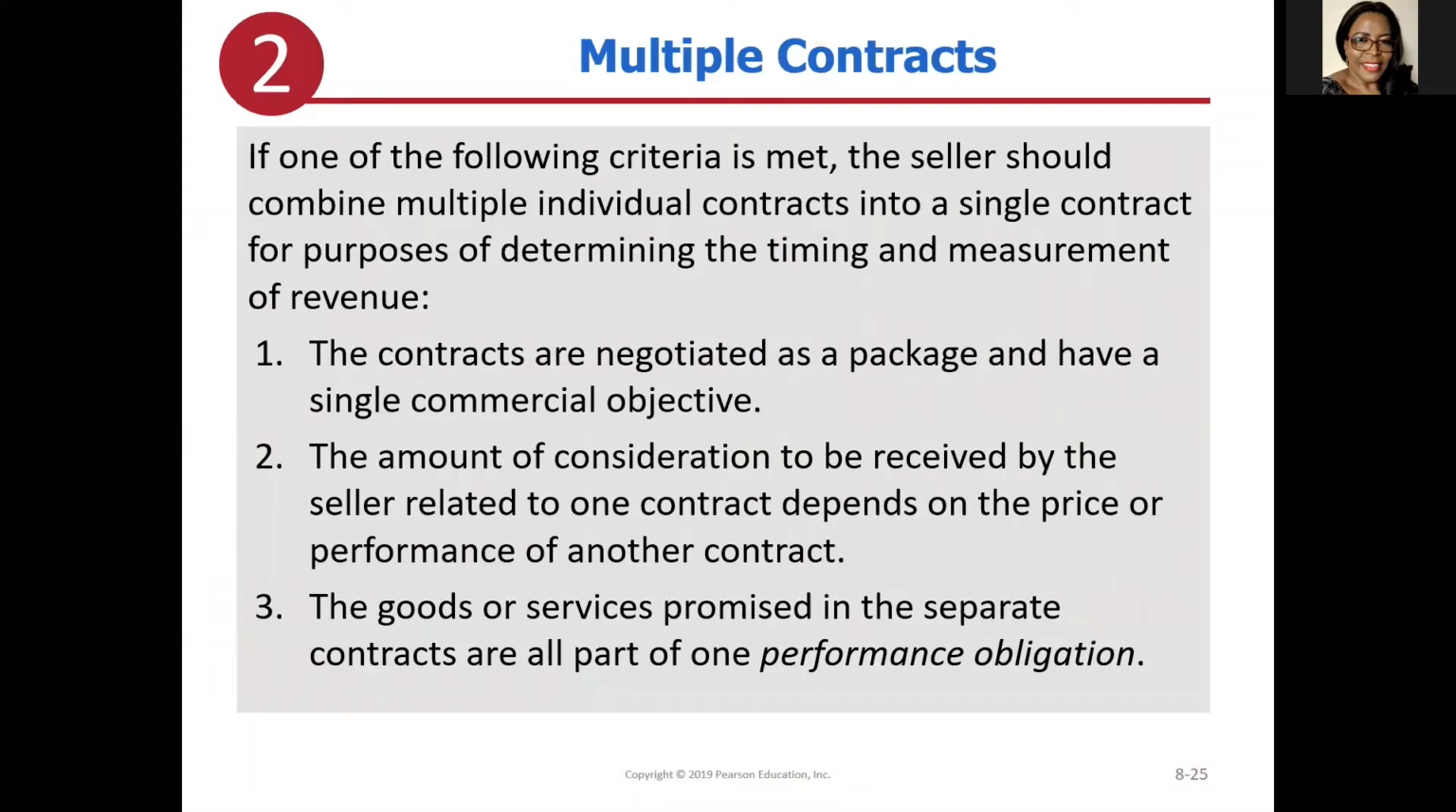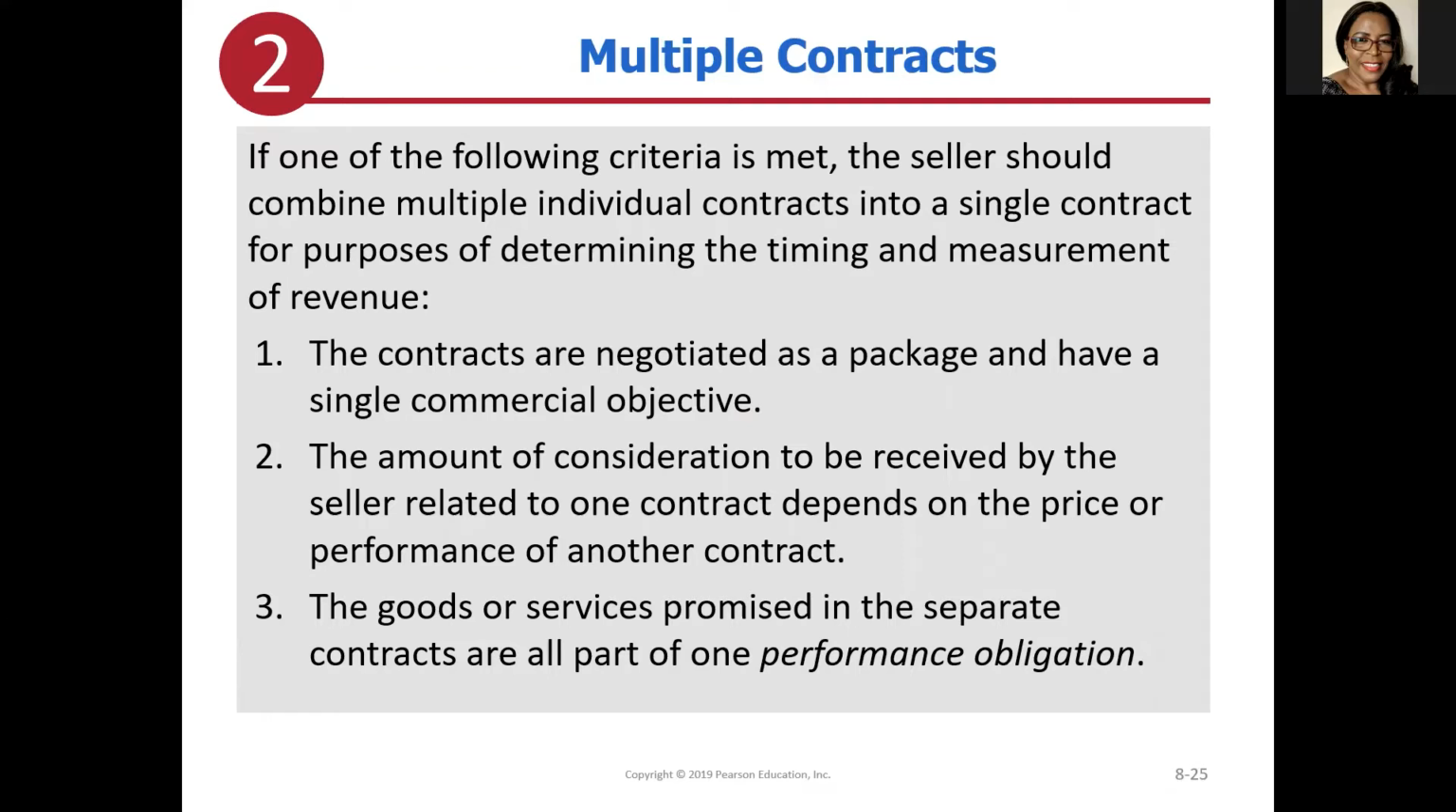It is not uncommon for vendors to enter into multiple contracts with the same customer. Under the circumstances described on this slide, the seller should combine these contracts and account for them as a single contract. If one of the following criteria is met, the seller should combine multiple individual contracts into a single contract for purposes of determining the timing and measurement of revenue.